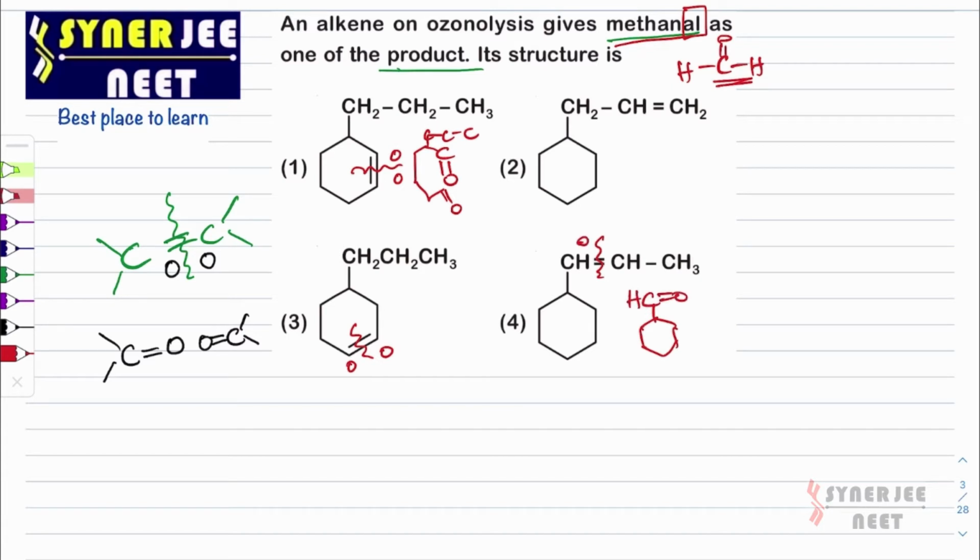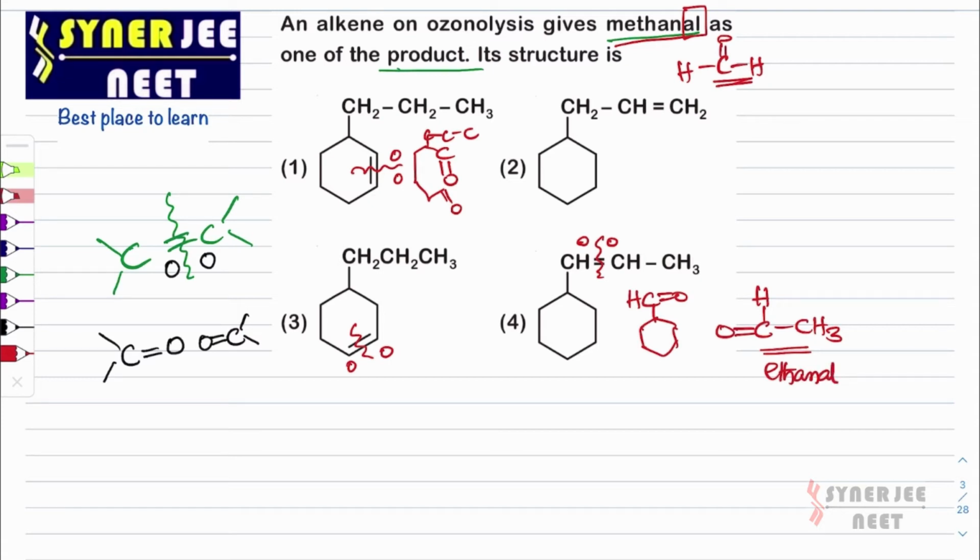So if you break and put oxygen, it will become like this, and the right side one becomes like this. And none of them is methanol. Methanol means only one carbon aldehyde, and this is a 2 carbon aldehyde. It is ethanol. So this is also therefore not the correct answer.